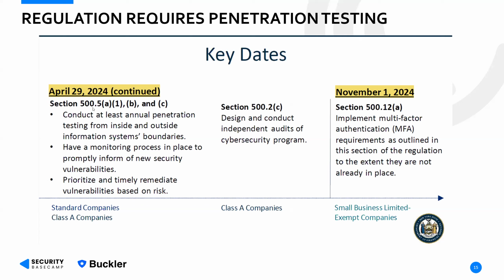As of April 29th of last year, any organization that is licensed in the state of New York, and that's most of us, should ensure that their vendors and their organization have at least annual penetration testing from both inside your network and outside. So outside would be an example: you give me a list of IP addresses, and I am going to scan the devices, such as web servers, that are attached to the public internet. That would be an example of an outside information system boundary.